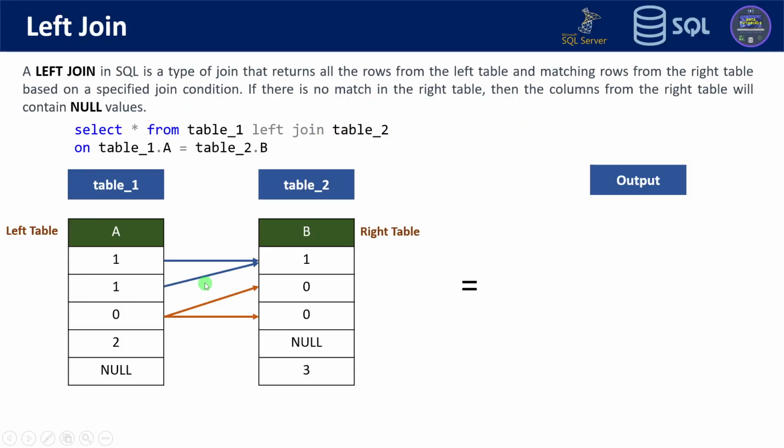Now everything should be taken from left. 2 is there, but you can see for 2 there is nothing matching over here. Is there any 2 over here? No. So if it is not there, then what will it do? Okay, so we will see what it will do.